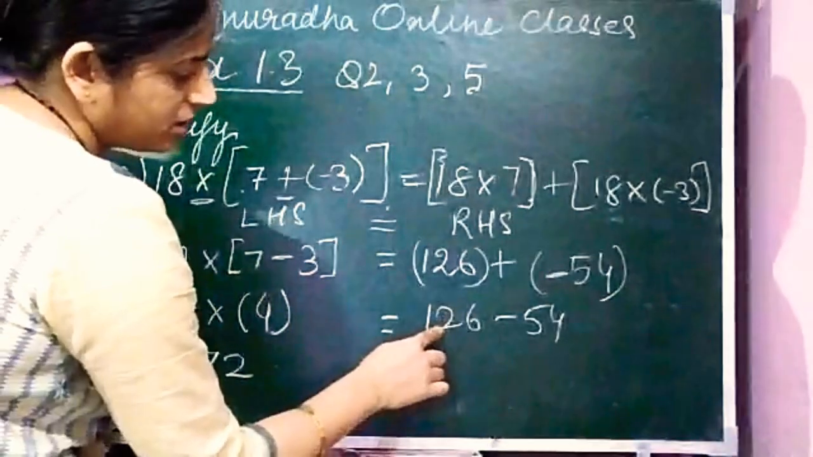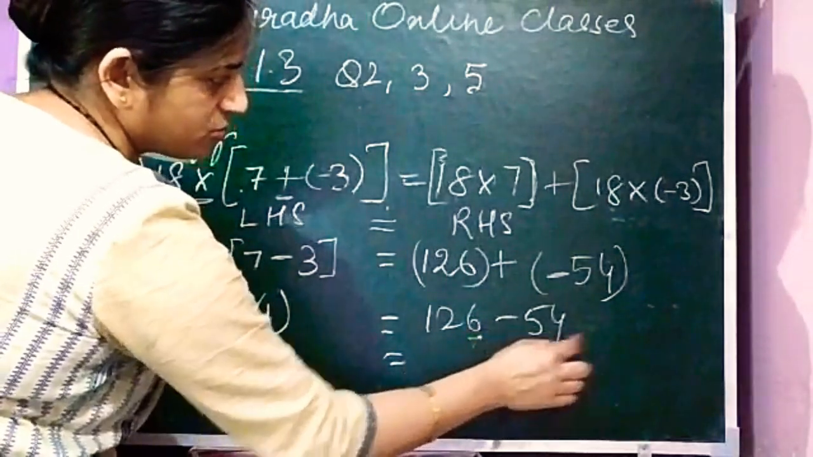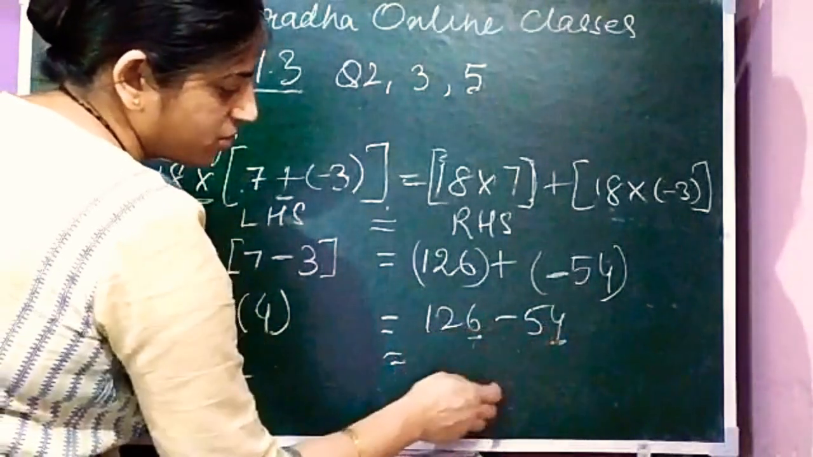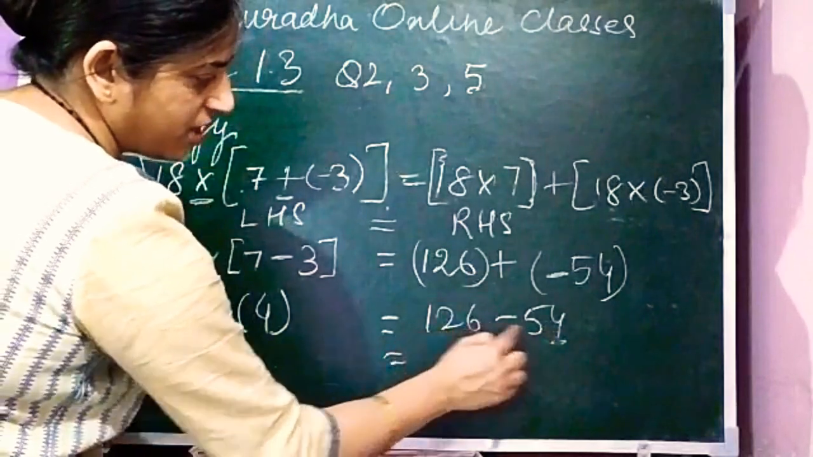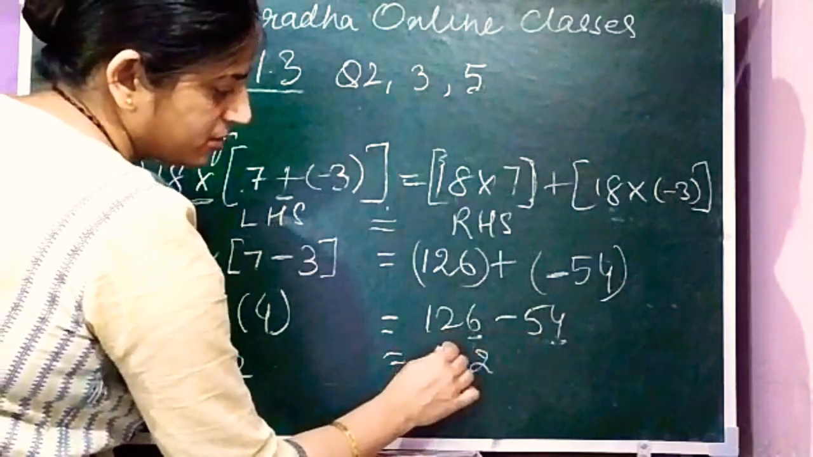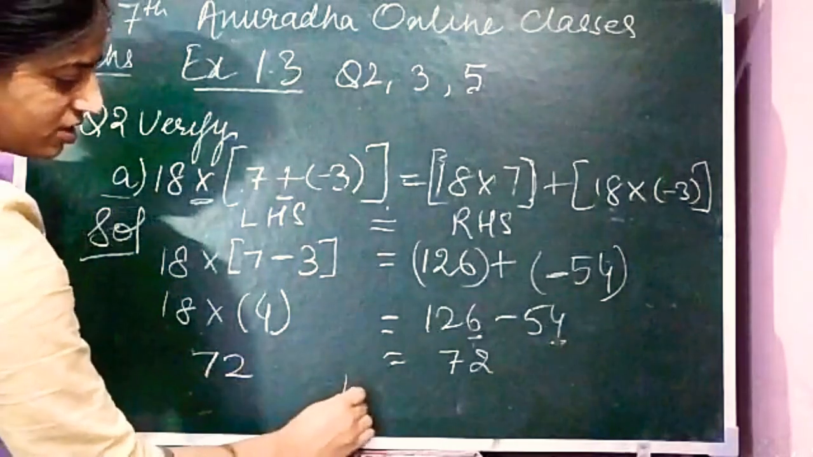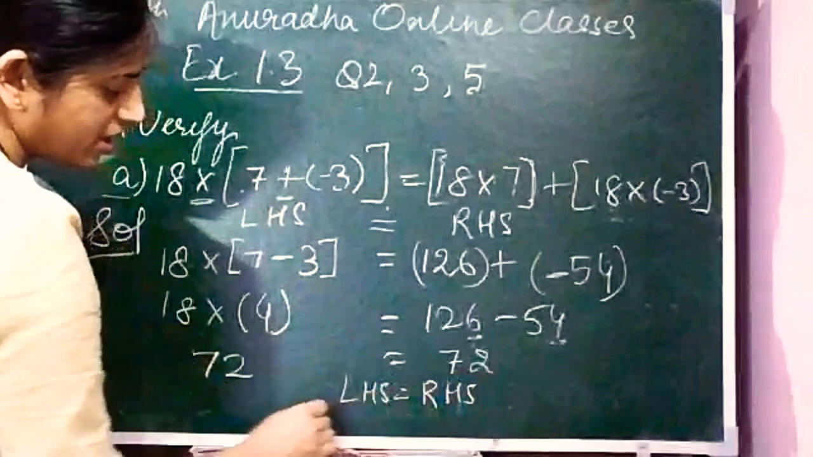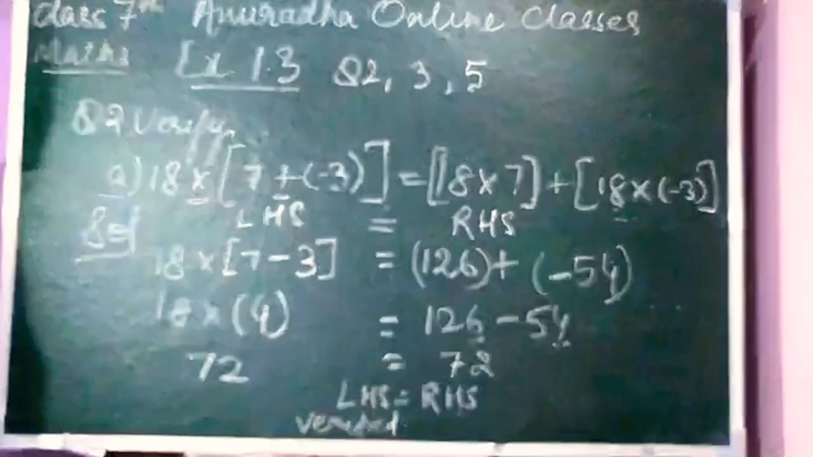Then 6 minus 4, unit place. No need to write in column way, just do it here only. 6 minus 4 is 2. We start from the unit place. Then tens, 2 and 5, it will not go, so 12 minus 5 is 7. So look here, here also 72, here also 72. That means LHS is equal to RHS. Here we have verified it. Okay, yes, children?